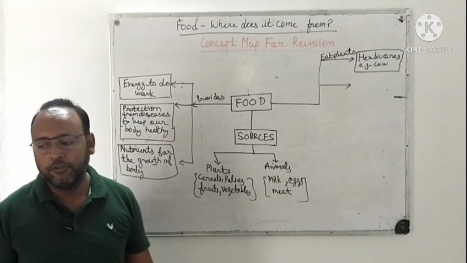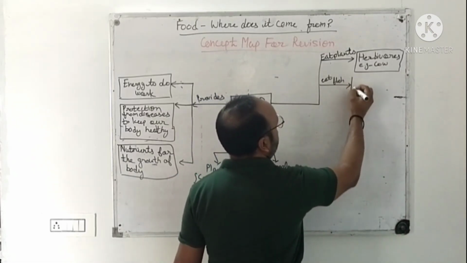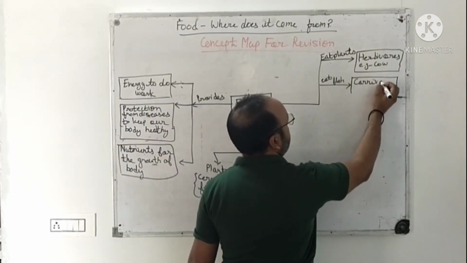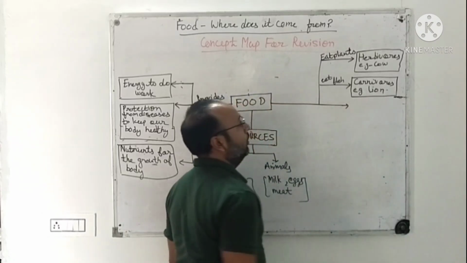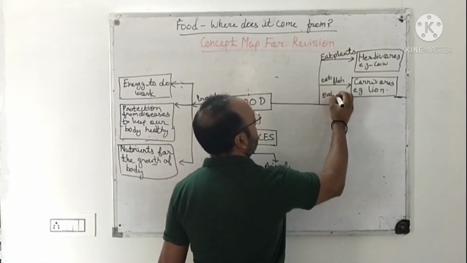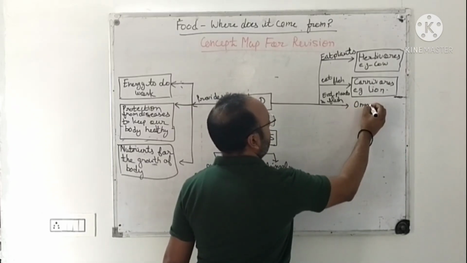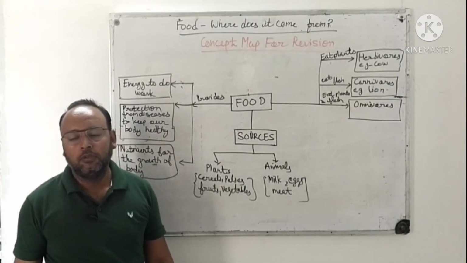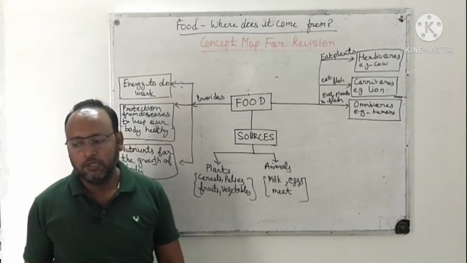Then the second category, the animals who eat flesh, like the meat of others, we call carnivores. Example, lion. Then there are some animals which eat both plants as well as flesh of others. They are known as omnivores. The example is human beings. They eat flesh as well as vegetables.